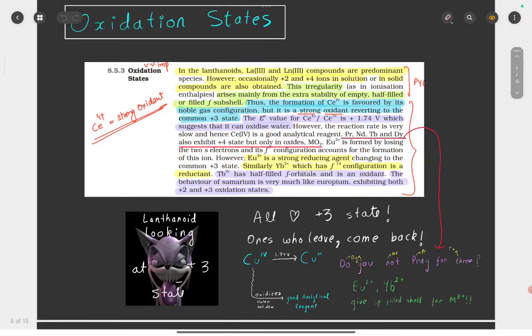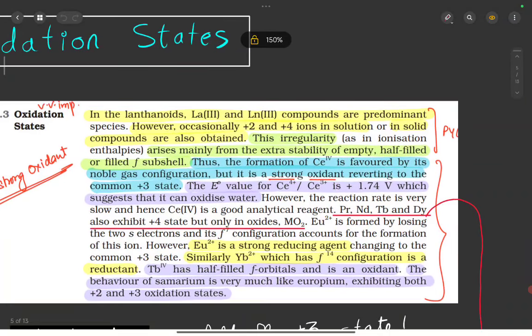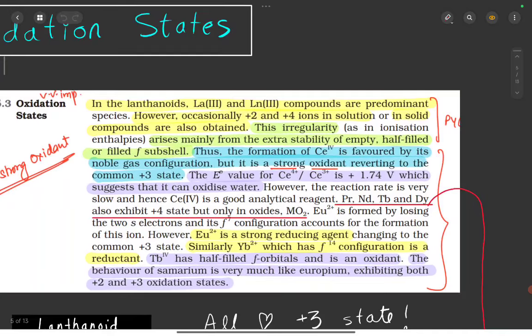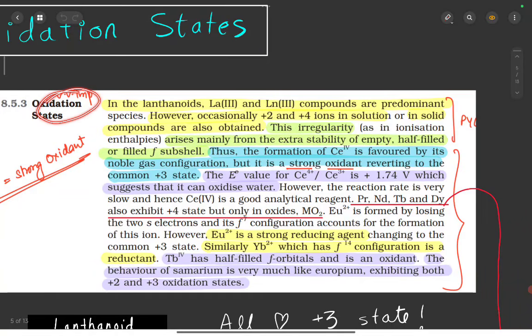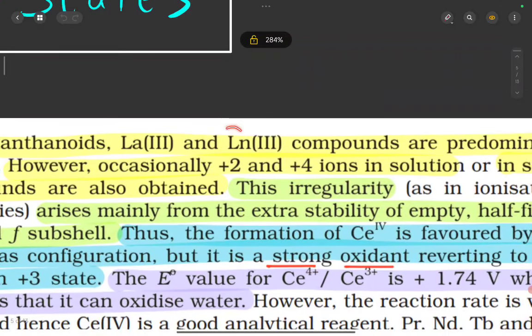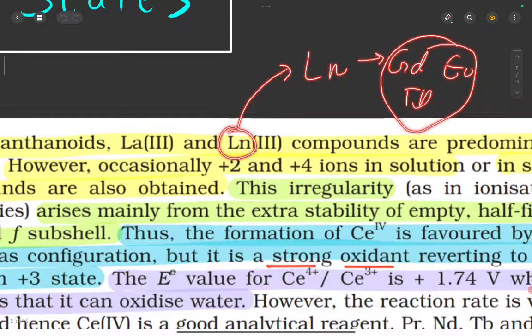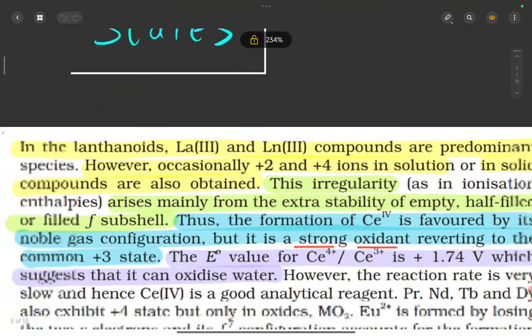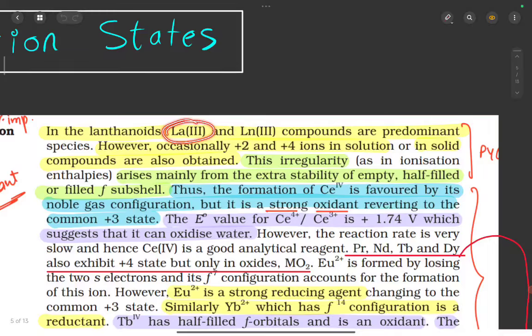Now let's learn about the oxidation states of the lanthanoids. I have attached the NCERT. Let's read it together. The lanthanoids' oxidation states. Ln is not the natural log, and it is not an element symbol. It is basically a general symbol for a lanthanoid. It comprises gadolinium, europium, terbium, whatever. All of them are represented by Ln. Just like we use M for metal, we use Ln for lanthanoid. Now, lanthanum is not a part of the lanthanoids here, hence it is written separately.